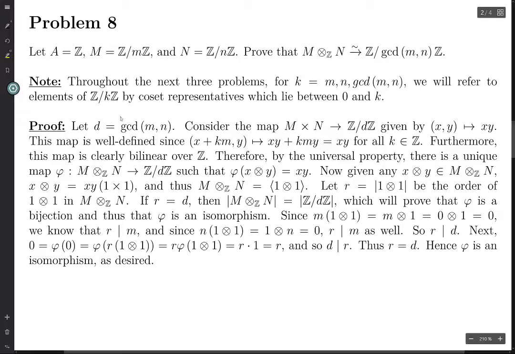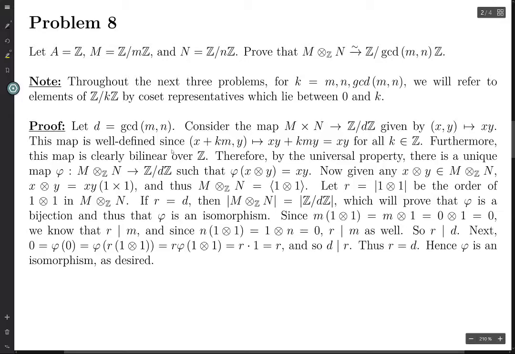So now let D be the greatest common divisor of m and n. So let's start with the map from here to here. The simplest thing we can think of. We take (x, y) and we send it to xy. We've got to prove that's well defined.